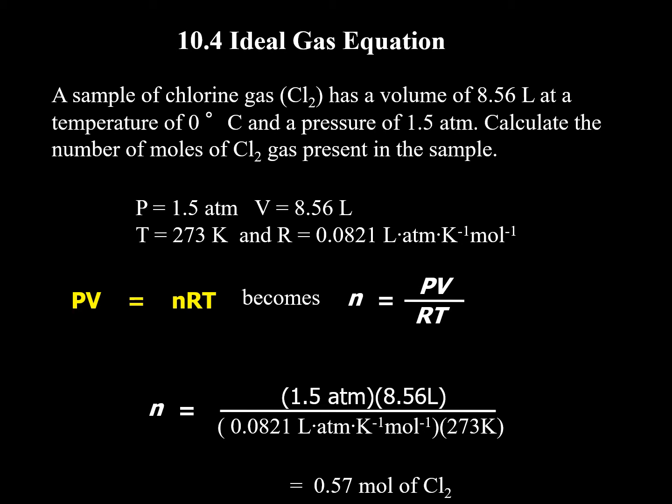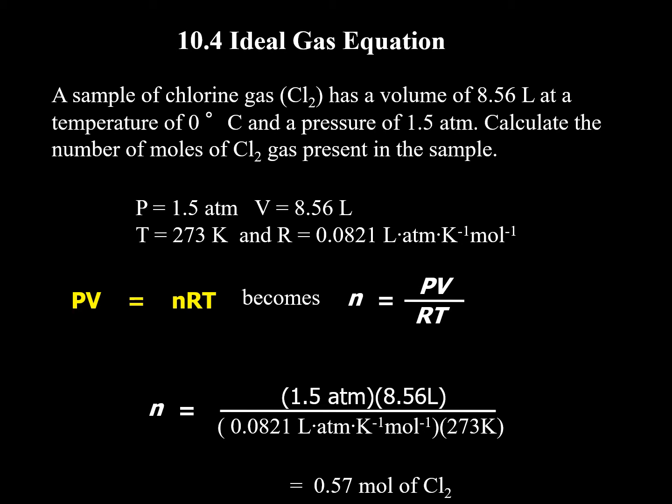A sample of chlorine gas has a volume of 8.56 liters, so this is our volume. The temperature is 0 degrees Celsius. We need to convert that to Kelvin, so plus 273. And the pressure is 1.5 atm. So let's just calculate the moles.